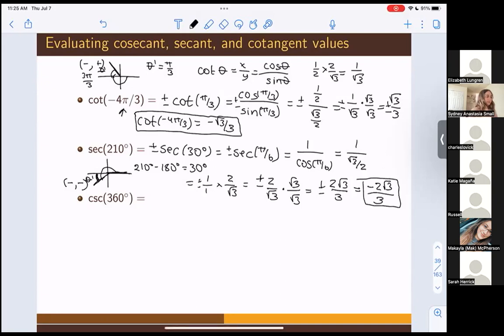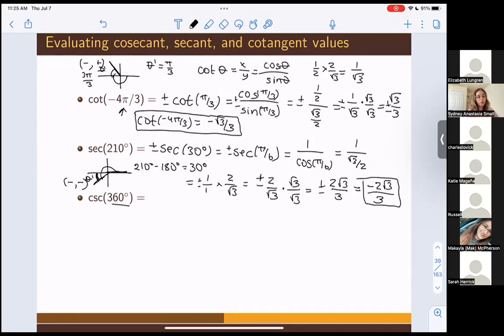Okay, let's do one more real quick. I don't even think I want to draw a picture for this one because 360 degrees just goes all the way around the circle. So we don't really need to think about what that is because the initial side is the same as the terminal side.